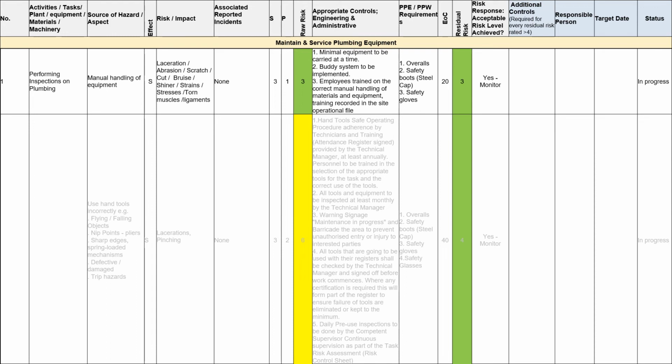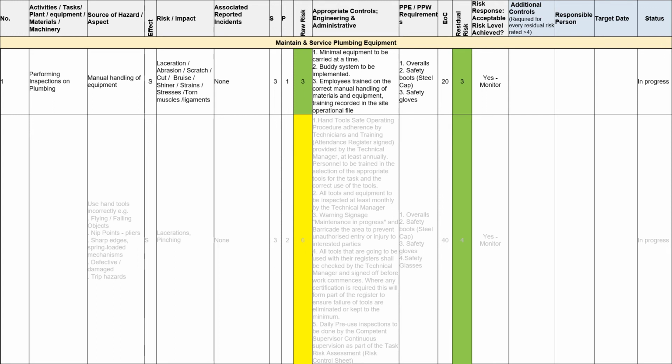For your company, you would then note down any associated reported incidents that you have had in the past 3 years. We now look at that risk assessment matrix to determine the severity as well as the probability of this risk occurring. So what is the probability as well as the severity on the risk, lacerations, abrasions, scratches, cuts, etc., when manually handling the equipment of performing inspections on plumbing? Well, here it is noted down as a moderate severity, 3, and a very low probability, a 1. The raw risk is calculated by combining the severity and probability in a times table. 3 times 1 equals 3, giving us a green risk rating.